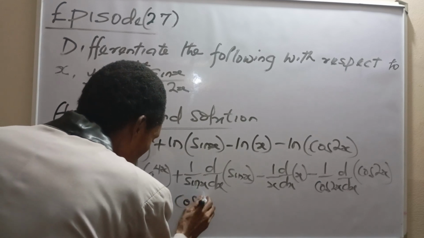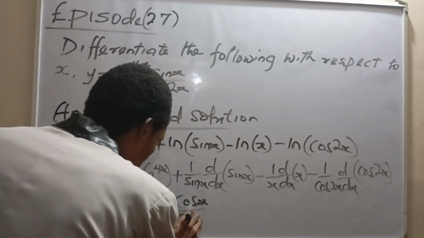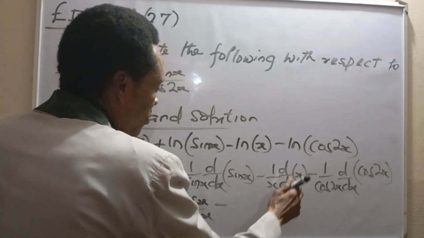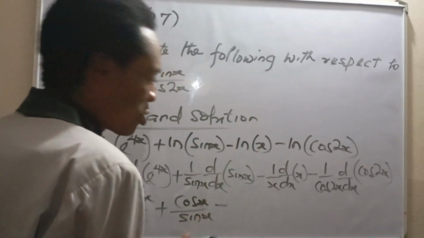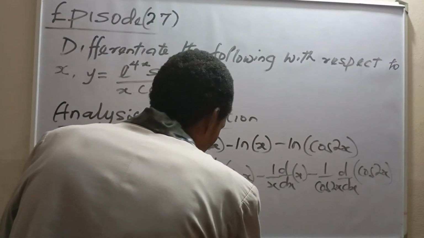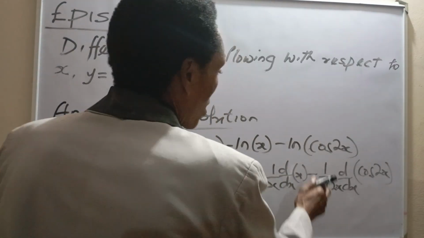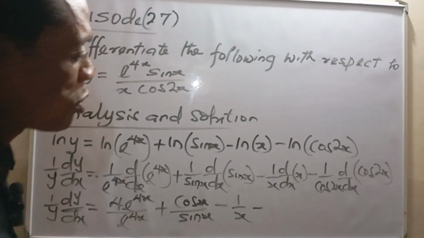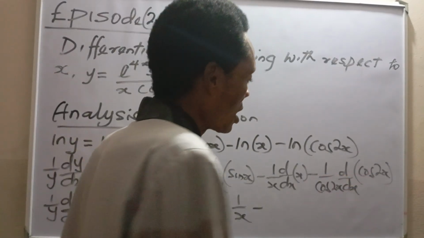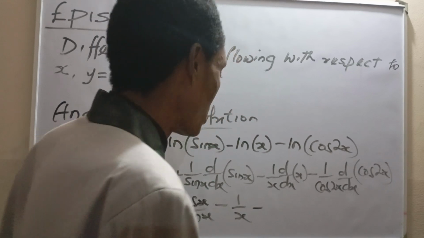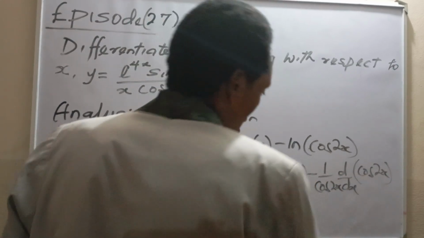Cos s all over sin s. Then minus, the differentiation of s is just 1. So here you have a minus 1 times 1. Then coming to this place, minus, then the differentiation of this, cos 2s. So to differentiate cos 2s, you differentiate cos first, which will give you what? Minus sin s.